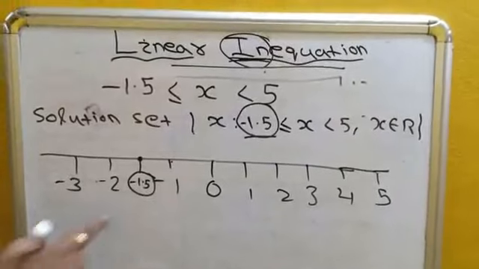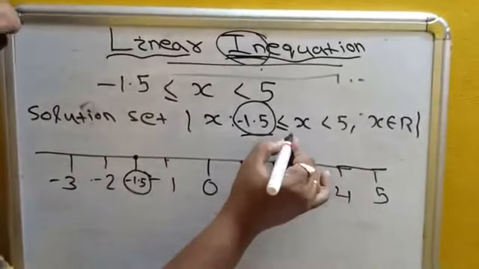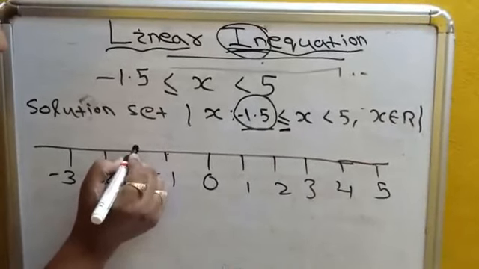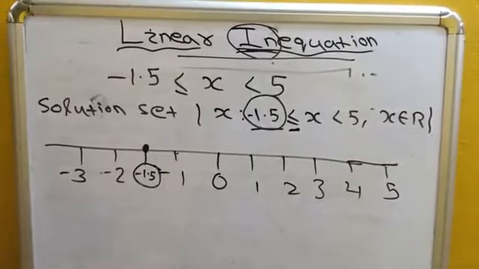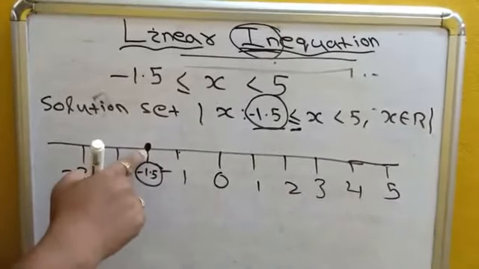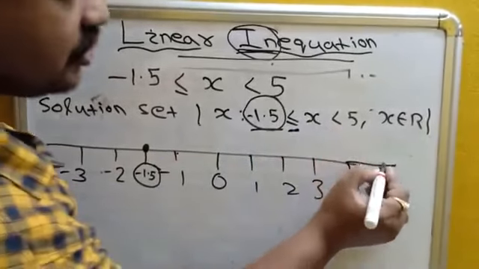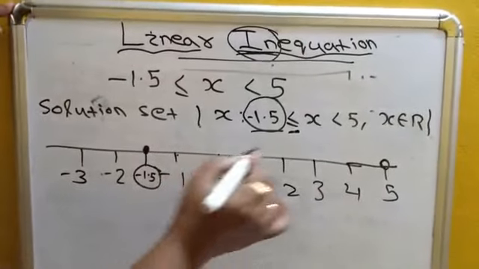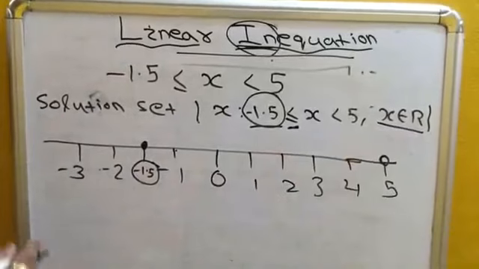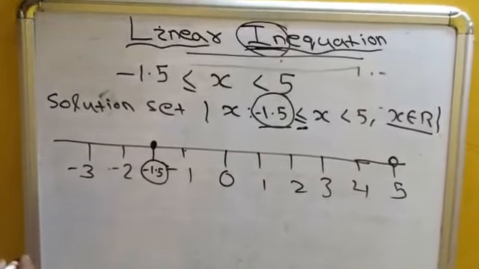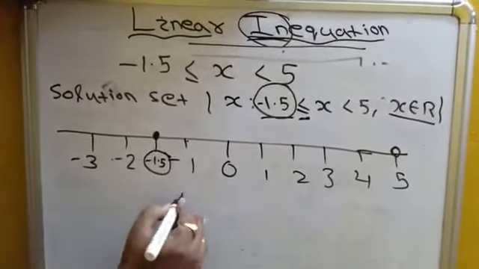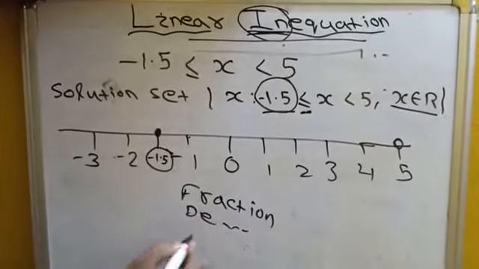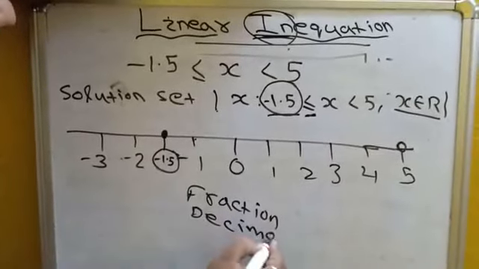So how can you write minus 1.5 to 5? Here equals to is given at minus 1.5, so you write a dark circle. But at 5, not equals to is given, so you write a hollow circle. Then you know that x belongs to R means all the numbers, including fractions and decimals.